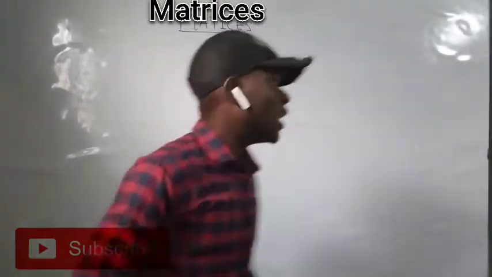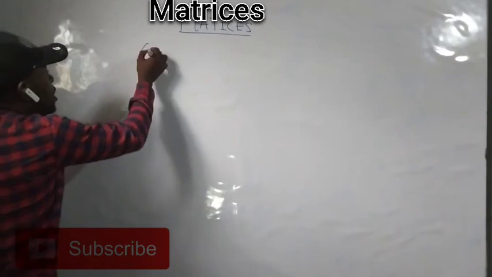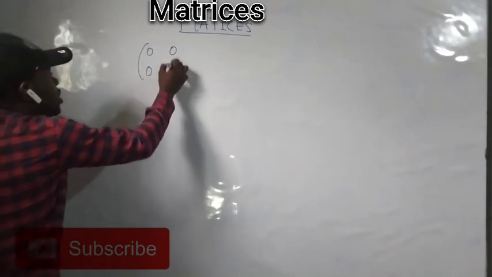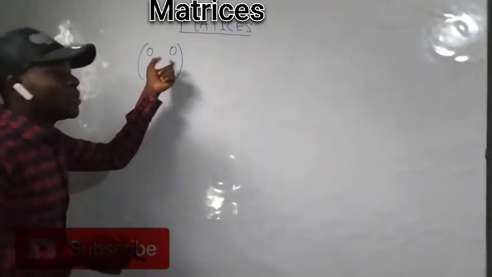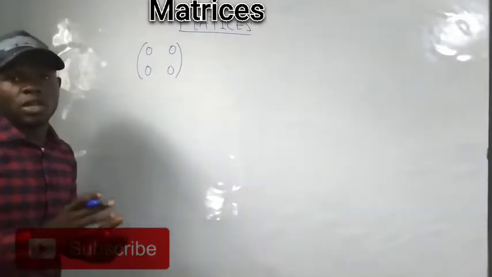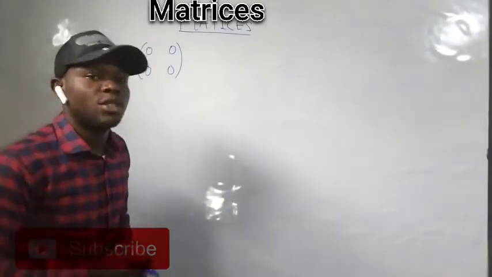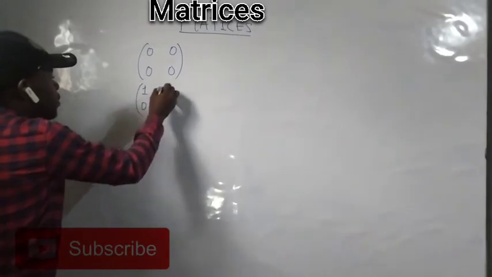The other cases of matrix we have to discuss very quickly. We also have what we call the null matrix. It's called the null matrix because all of its entries are zeros. So we call it a null matrix. And then we have what we call the identity matrix, which has something of this form.